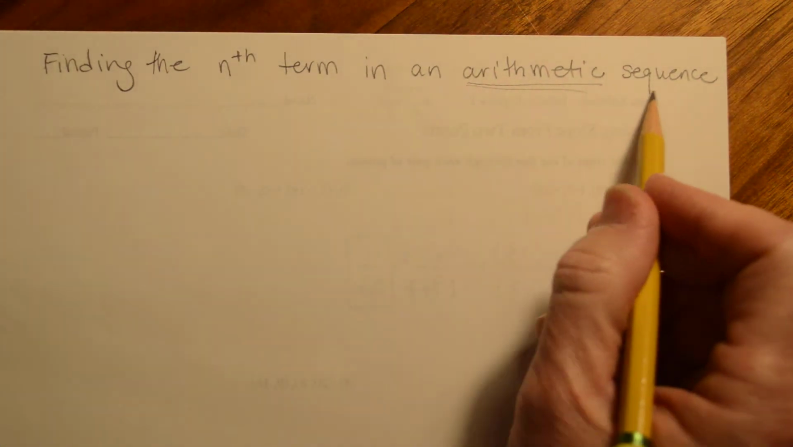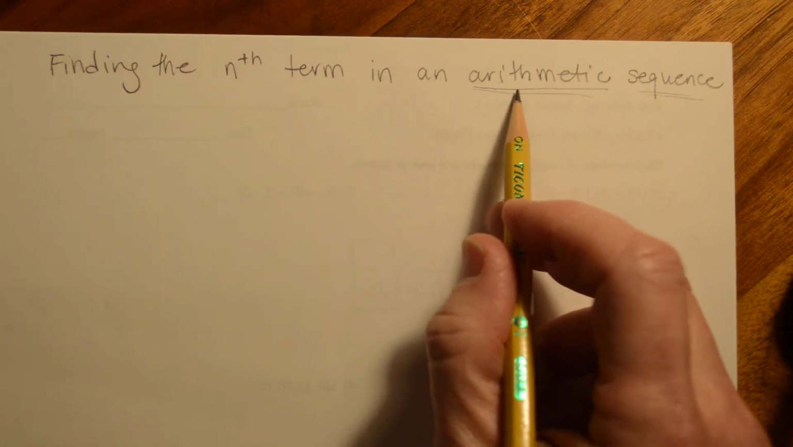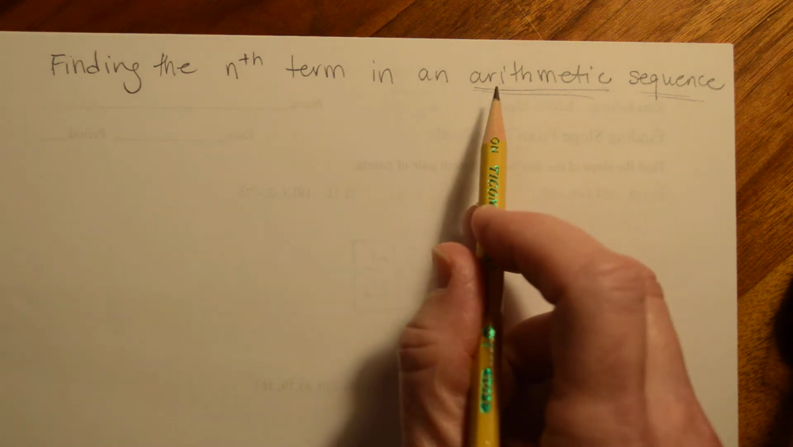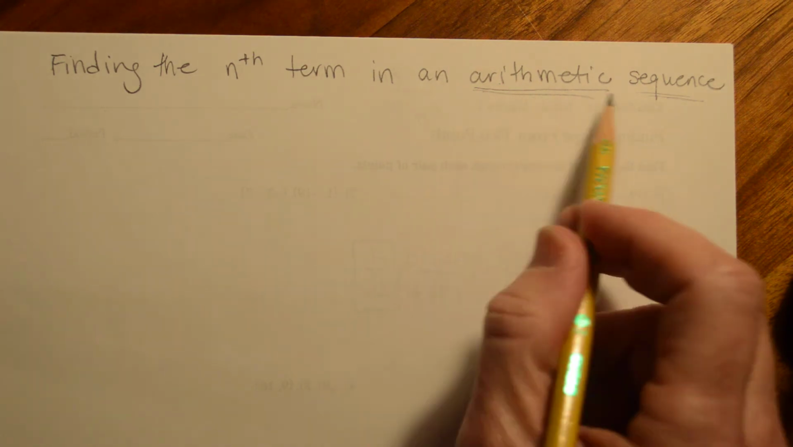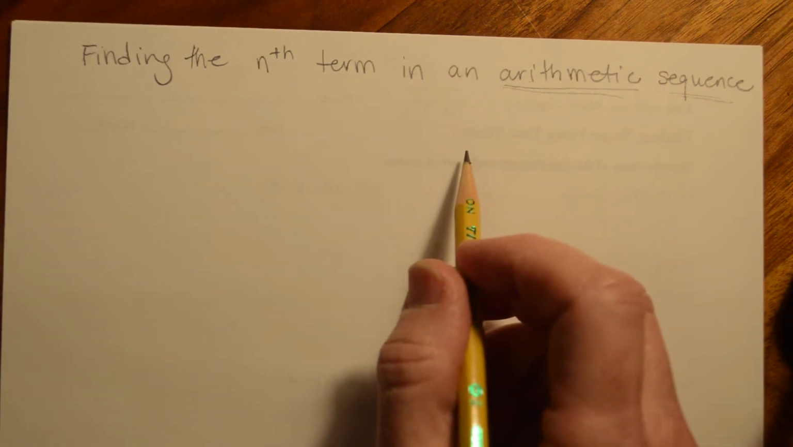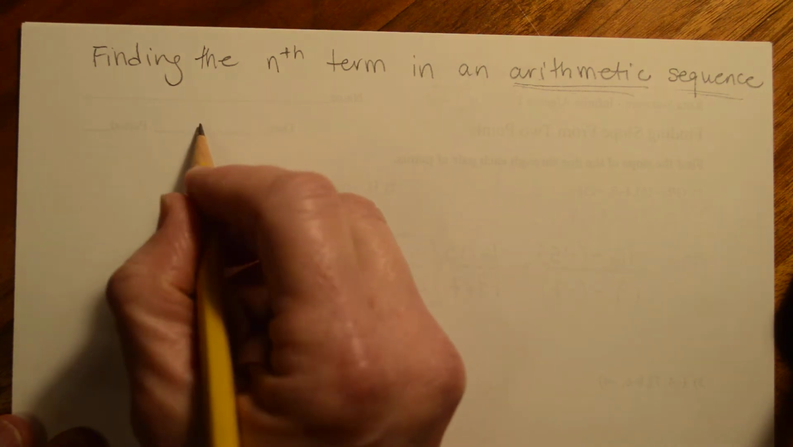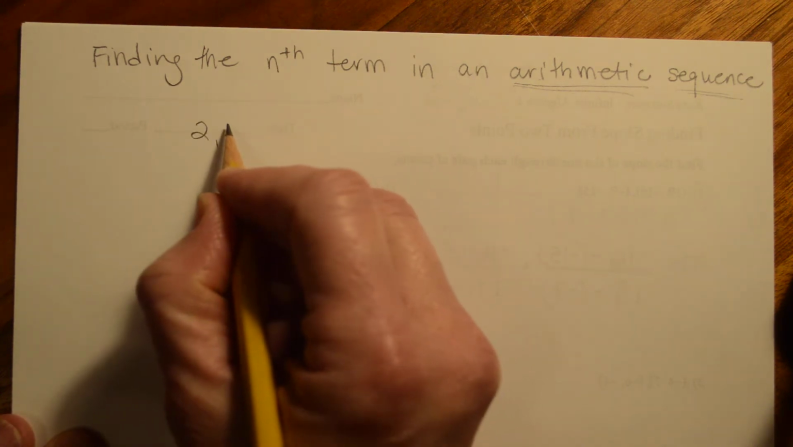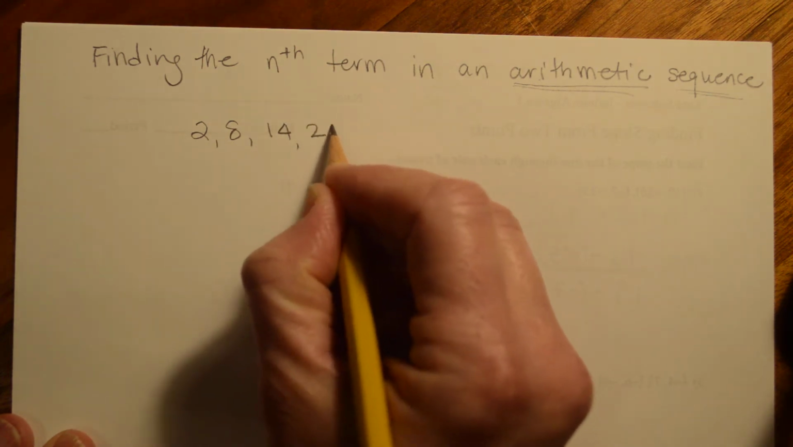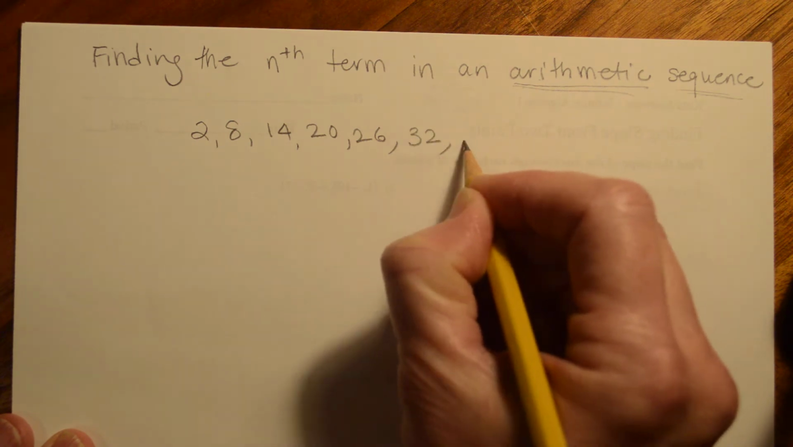A sequence is just a string of numbers, but usually it follows a pattern. And an arithmetic sequence, again, it's spelled the same way as arithmetic, but it's pronounced arithmetic, all right? In an arithmetic sequence, they follow a specific pattern. So for example, maybe it's 2, 8, 14, 20, 26, 32, and so forth.